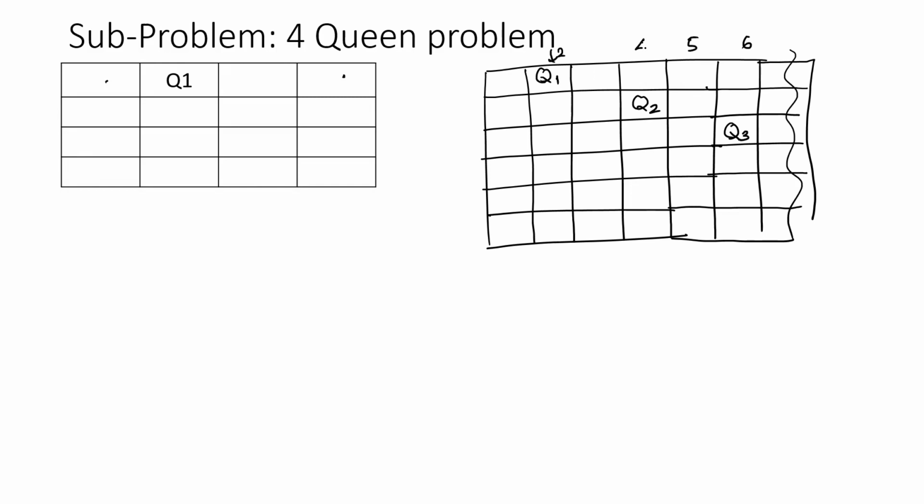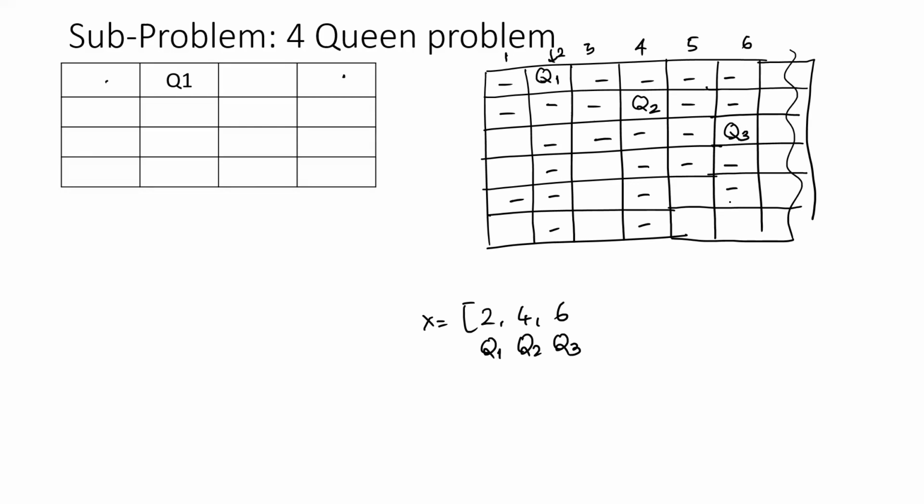So check this. This is a concept of clustering with even and odd numbers. If you take the solution X, that is our array, then 2, 4, 6. What we mean to say is Q1 in column 2, Q2 in column 4, and Q3 in column 6. Because of Q1, all this is blocked, and these are all blocked. Because of Q2, all these are blocked. Because of Q3, you can see the cells which are blocked are like this.